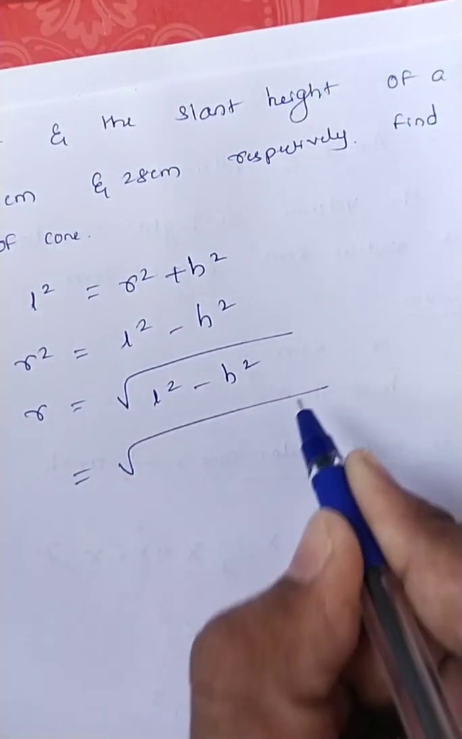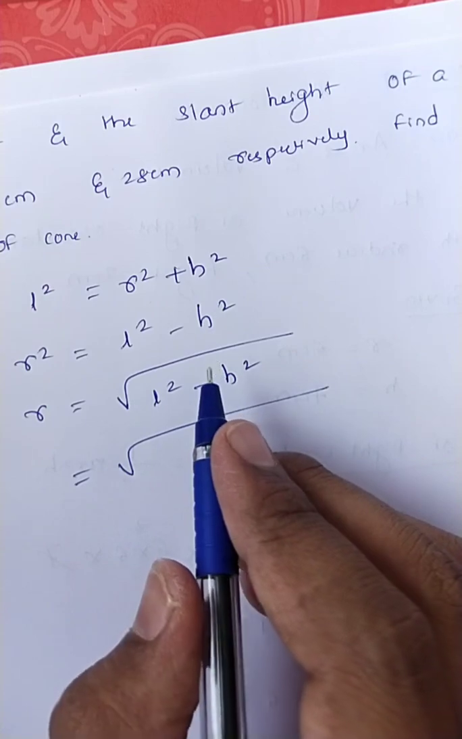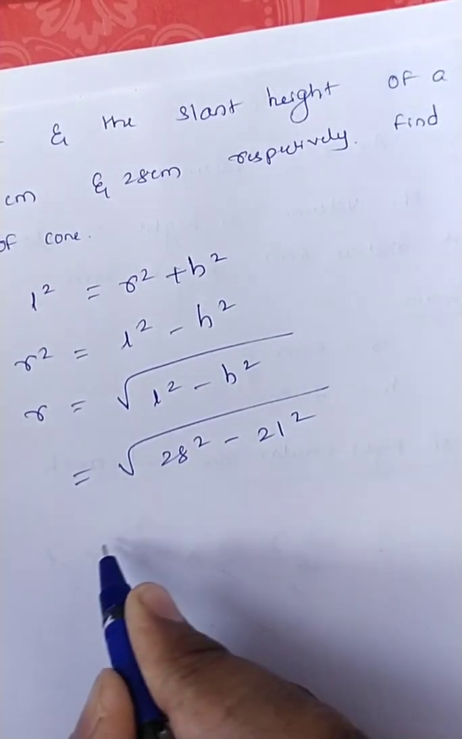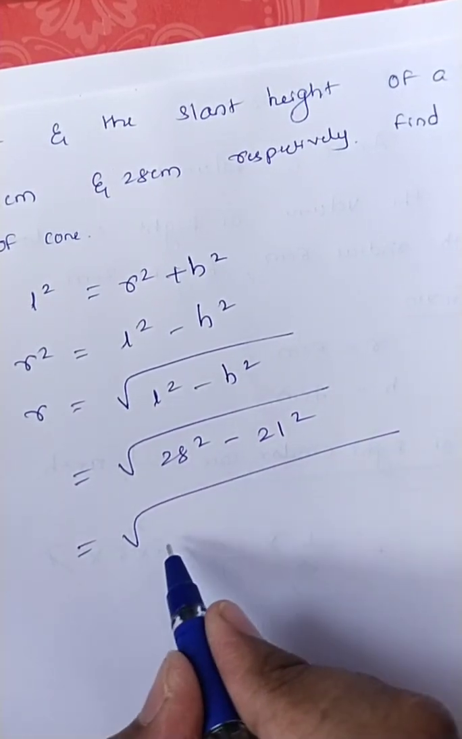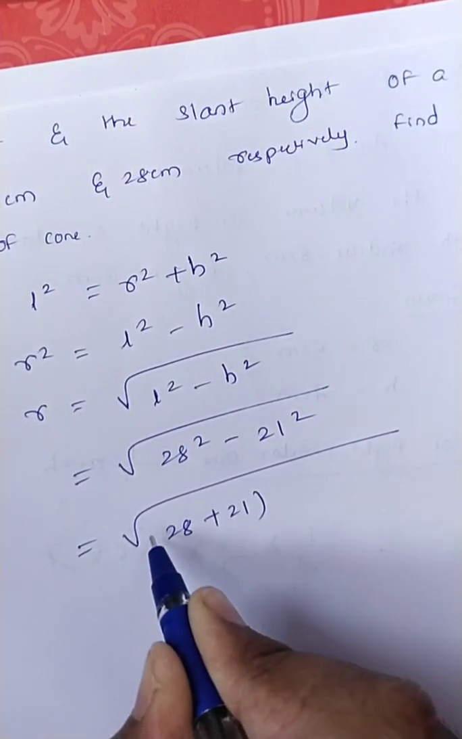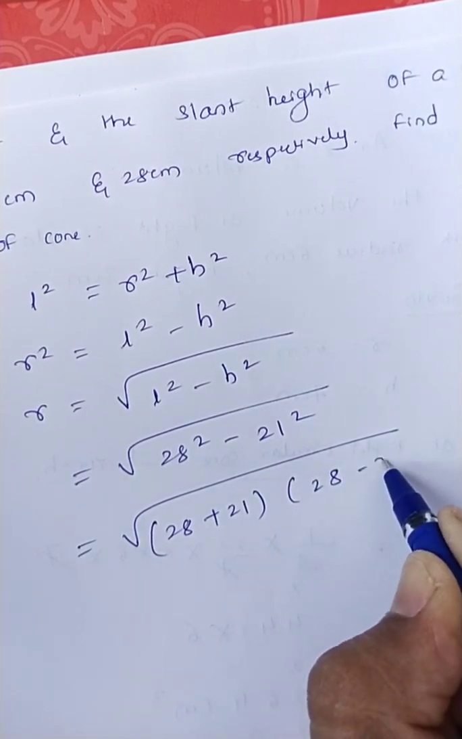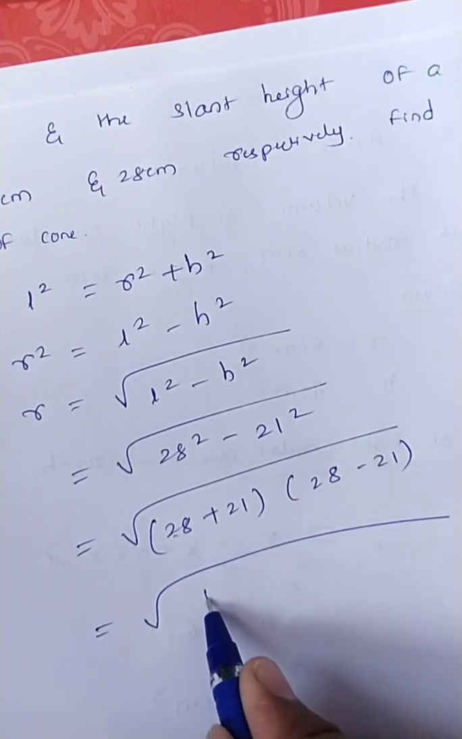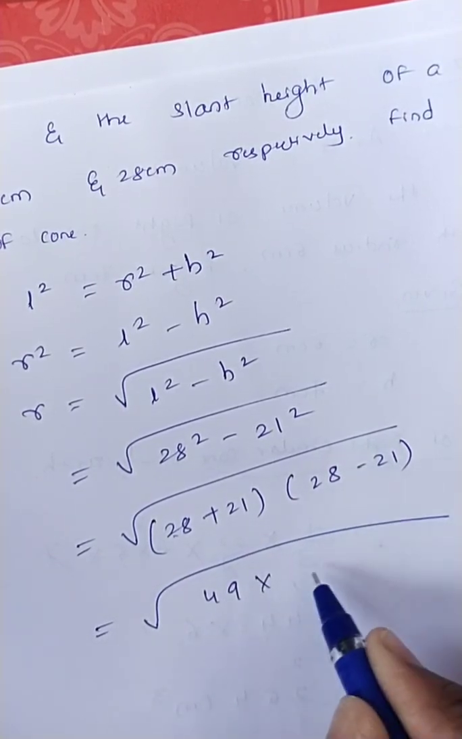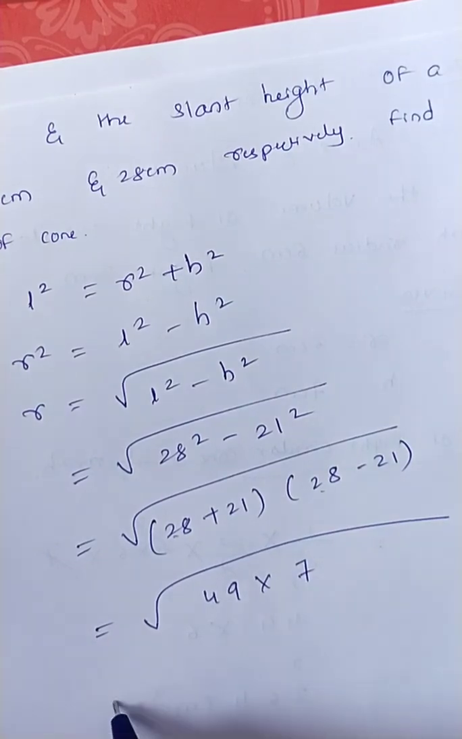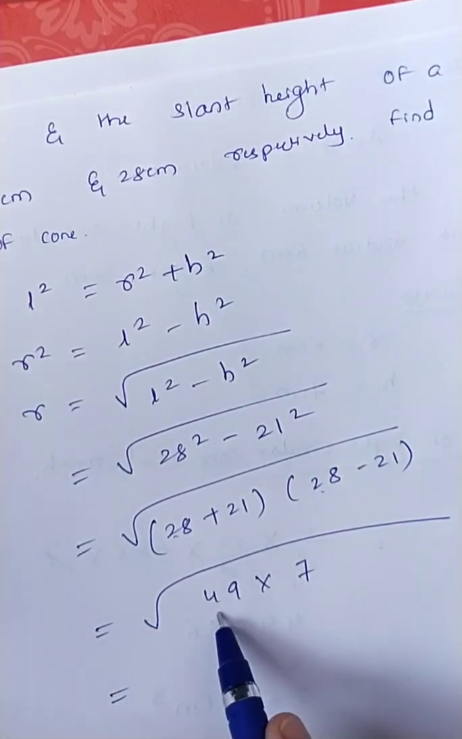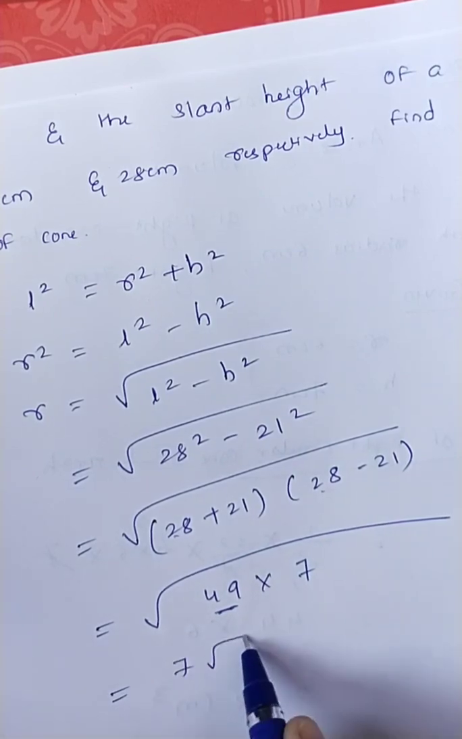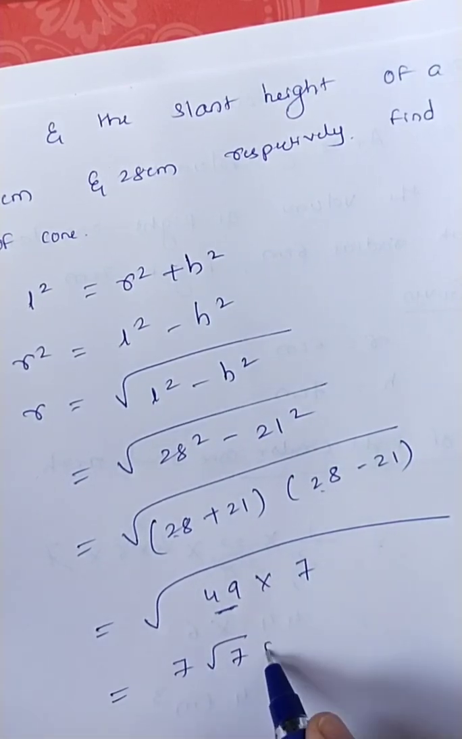Given L is 28 square, and h is given as 21 square. So we know the formula a square minus b square. I can write this as 28 plus 21 into 28 minus 21. 28 plus 21 you are getting as 49 into 28 minus 21 is 7. So take root, 49 is a perfect square, so taking 49 outside, we get 7 root 7 centimeter.